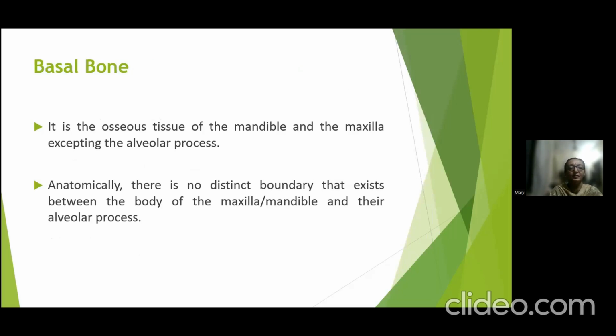Now coming to the basal bone, it is the osseous tissue of the mandible or maxilla, which does not involve the alveolar process. Anatomically, there is no distinct boundary between the alveolar process and the body of the maxilla or mandible. That is the basal bone.